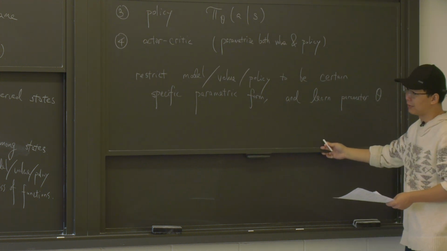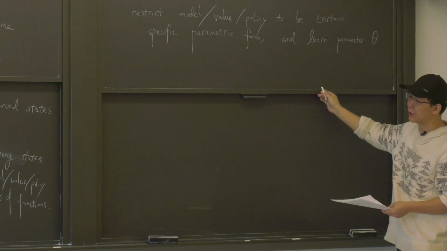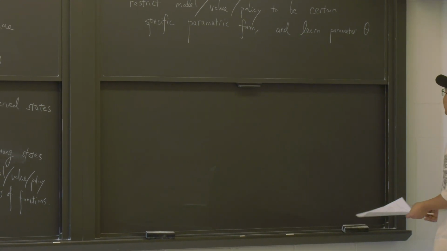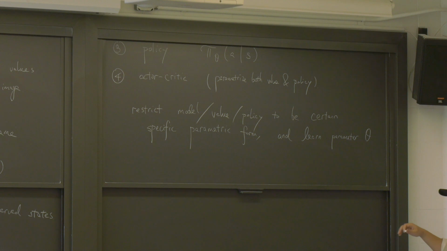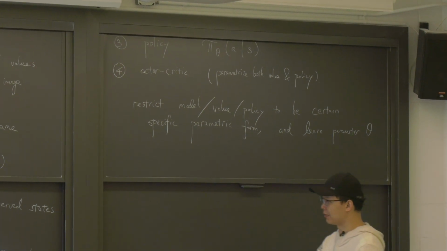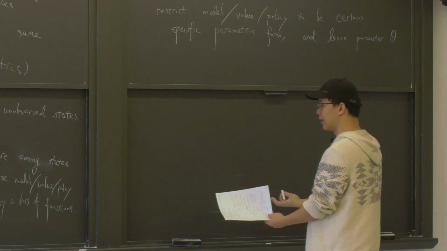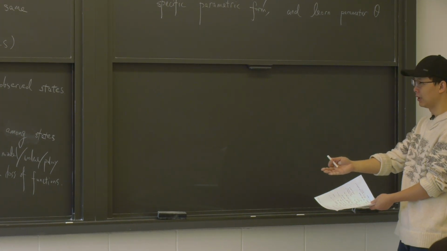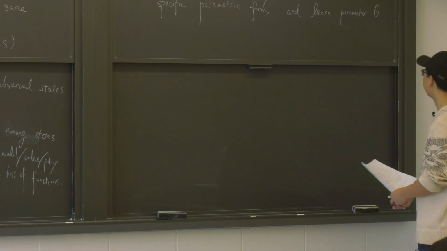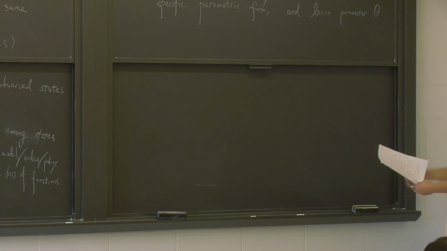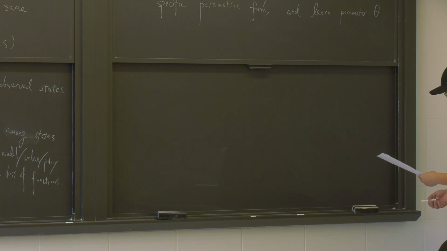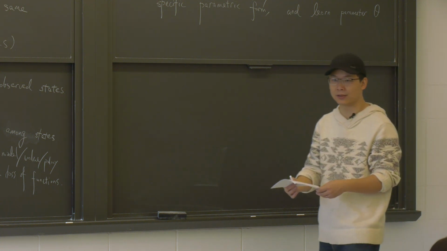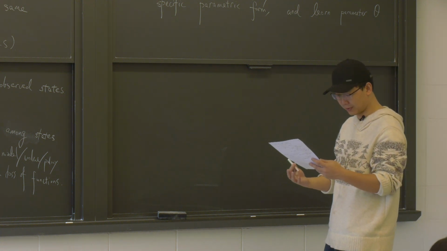So eventually, we no longer learn a table of values or a table of policies. We just learn this parameter theta. After we learn a model, we can directly do planning and get the optimal policy. After we get the Q value, we can also directly implement the greedy policy and get the optimal policy. Okay, any questions so far about this function approximation approach?